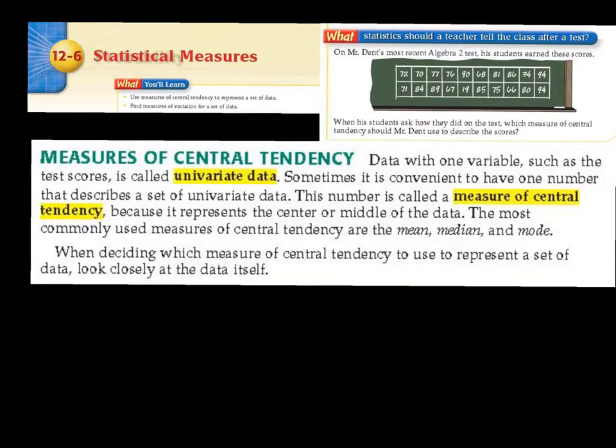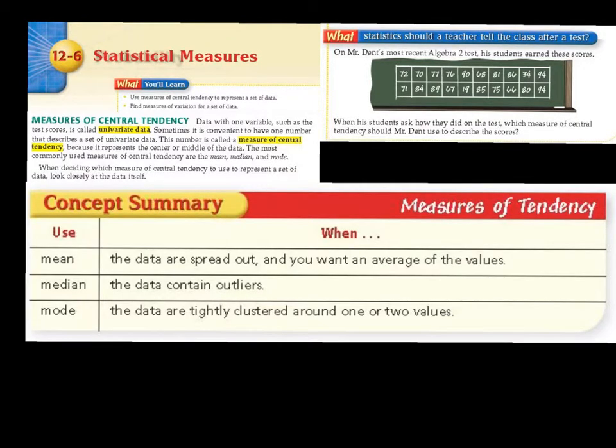When deciding which measure of central tendency to use to represent a set of data, look closely at the data itself. The mean, you're going to use that if the data are spread out and you want an average of the values. Median, the data contains outliers. The median will ignore outliers because you're only looking at the middle of the list. Mode, the data are tightly clustered around one or two values. The mode will help those stand out for you.